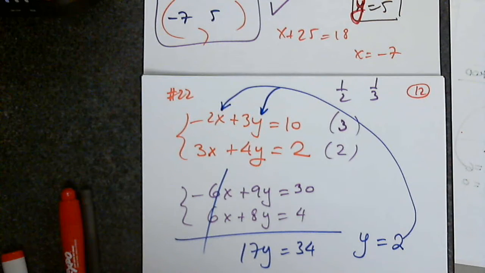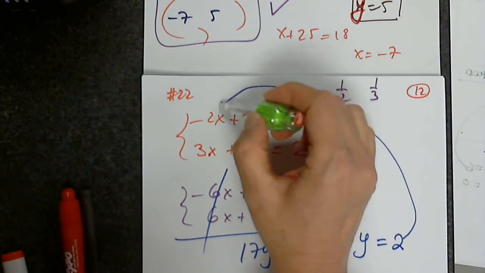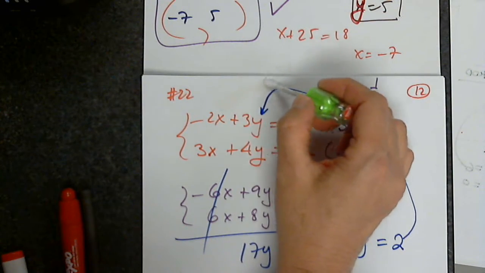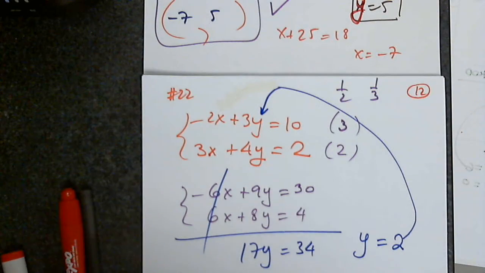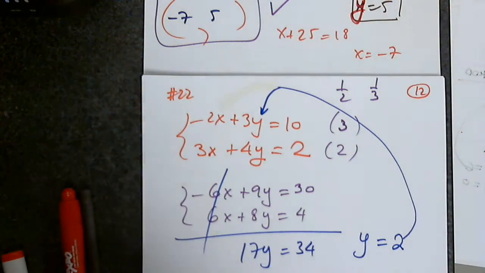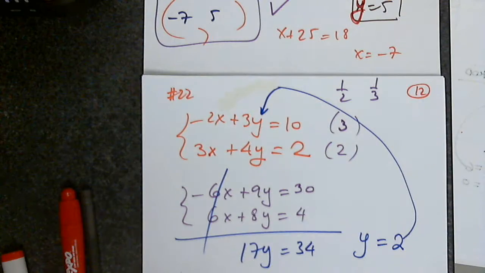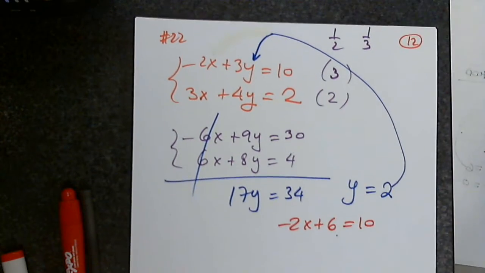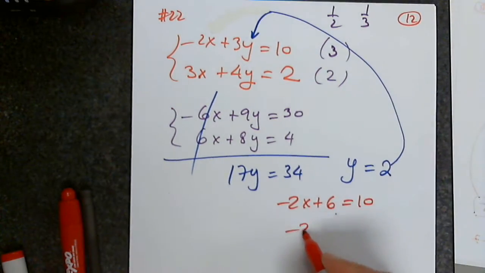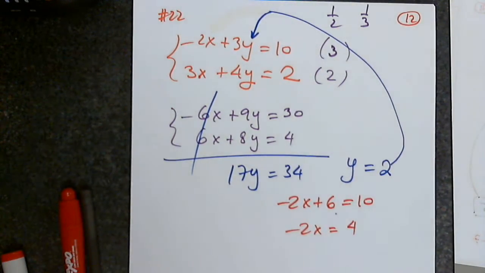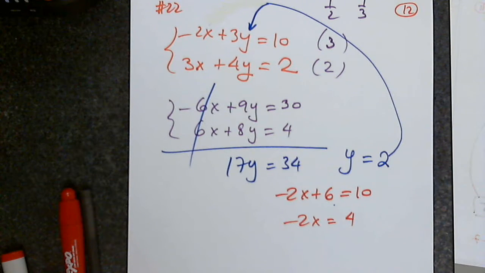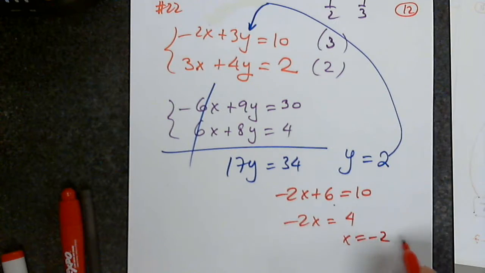So I go back to y to determine x. So -2x plus 6 equals 10. I will have to move 6. And x appears to be -2.